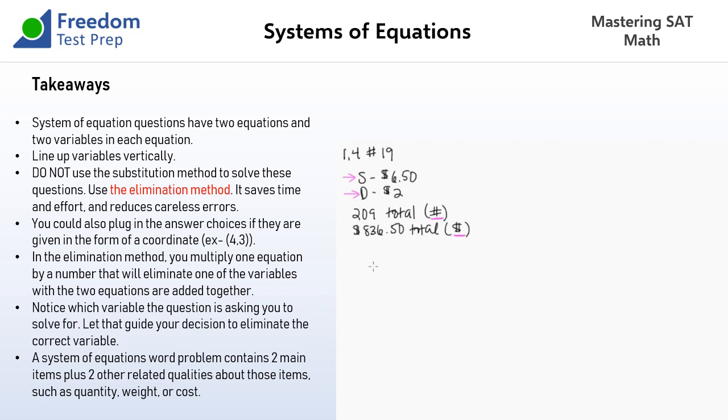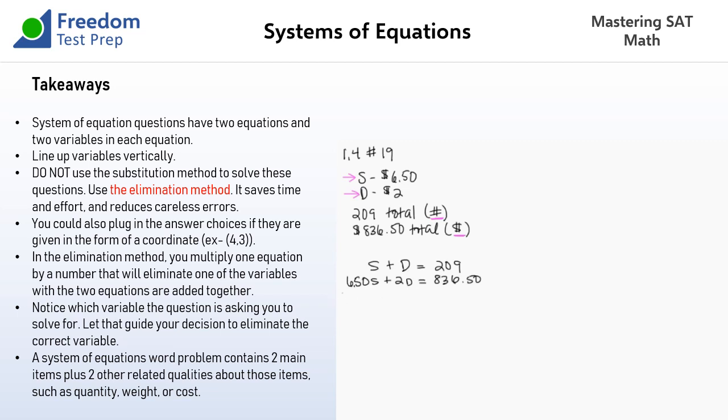All right, so one is going to revolve around the number, the other one's going to revolve around the money. So our first one is salads. We're going to do the number first. We have the salads and the drinks. Well, they told you they sold 209 salads and drinks. The next one is the money, and that's when you attach the money to the salads and drinks. So we've got 6.50S plus 2D equals 836.50.